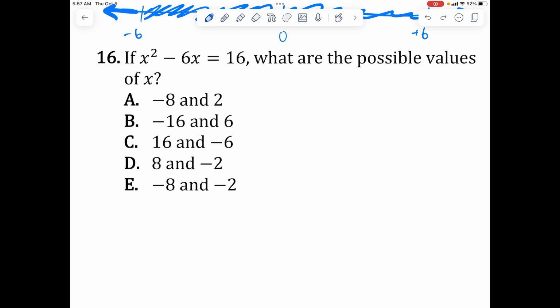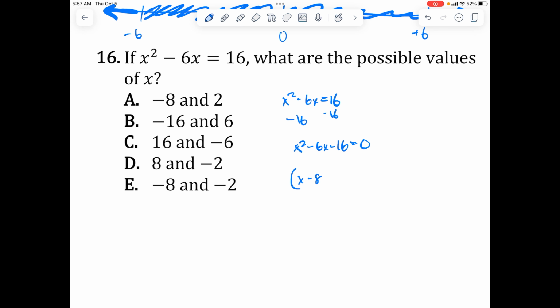If x squared minus 6x equals 16, what are the possible values of x? So let's first, you can graph this one if you really wanted to, but we're going to just do it by hand. So x squared minus 6x equals 16. Let's subtract 16 on both sides. Okay, so now it's just a factoring problem. You could also use the quadratic formula. So what are the factors of negative 16 that add to negative 6?